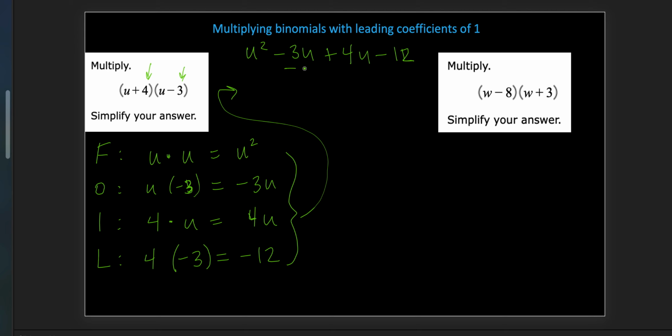And then we look for like terms. A lot of times there'll be like terms that we can combine. So the u squared stays in there. Negative 3u plus 4u is plus 1u. And then we have that negative 12. And this is your answer.